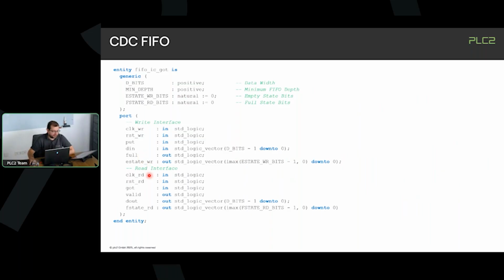On the read side, of course, we have a read clock and a read reset. We have a GOT signal indicating that the next component after the FIFO has consumed data. We have a valid bit and data out. And here we have a fill state indication. Again, assuming 2 bits for F state RD bits, it would mean the fill rate is at least 1/4, half, or 3/4 of your FIFO. And in case valid is 0, it means it's empty. That's the interface of our FIFO.